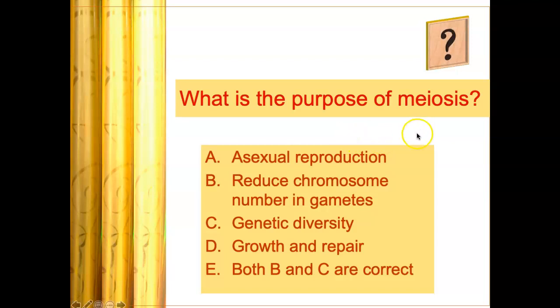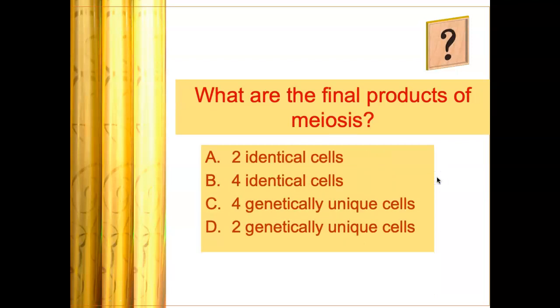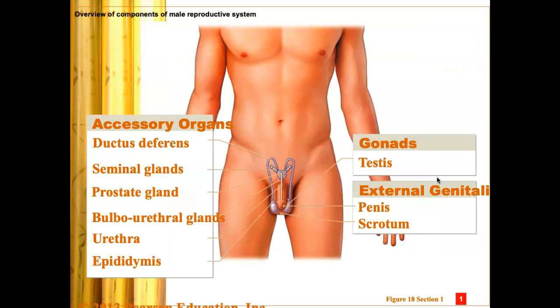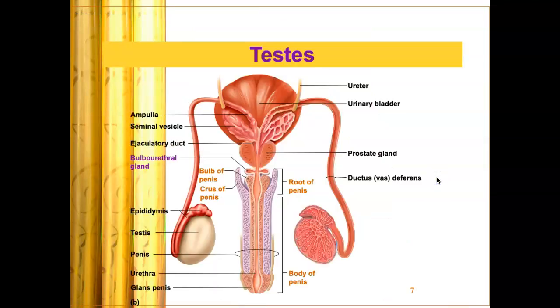So what's the purpose of meiosis? B and C are correct: reduce chromosome number and genetic diversity. What are the final products of meiosis? 4 genetically unique cells. We need to know the accessory organs, gonads, and external genitalia of both males and females. We will start with males.